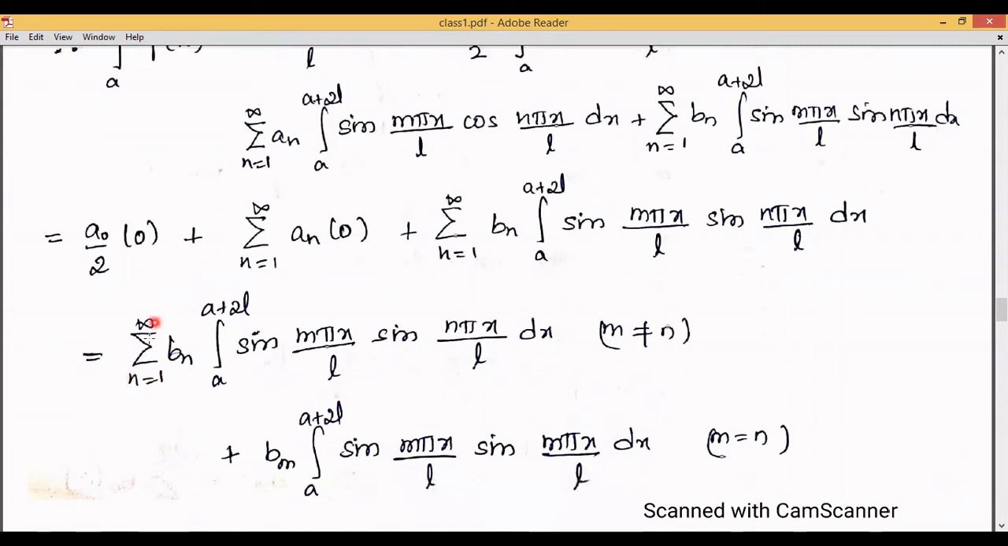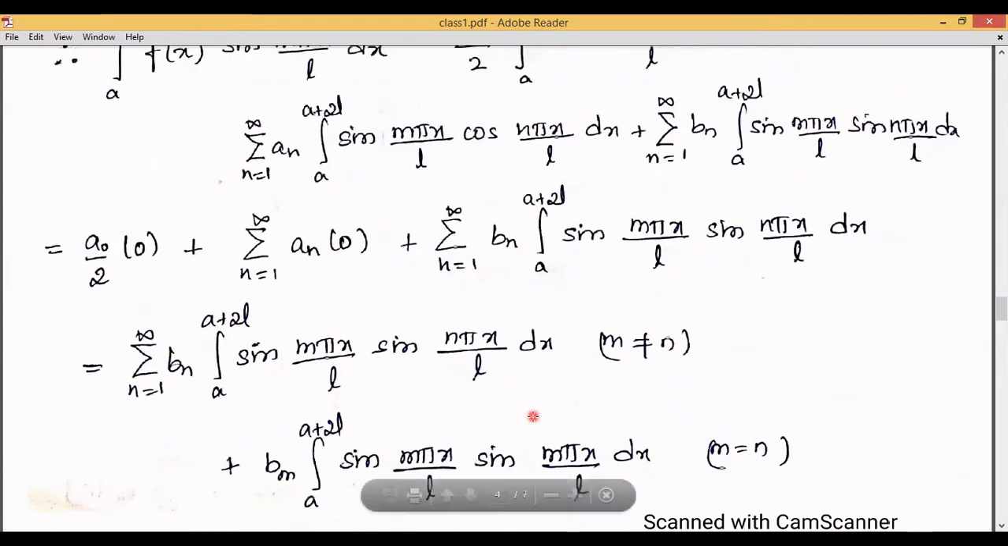At one particular point n becomes equal to m, and that term I have taken outside the summation, and the remaining terms I have written here. So this condition, m not equal to n, I have written here, and for m equal to n, I have taken it separately out of this summation.